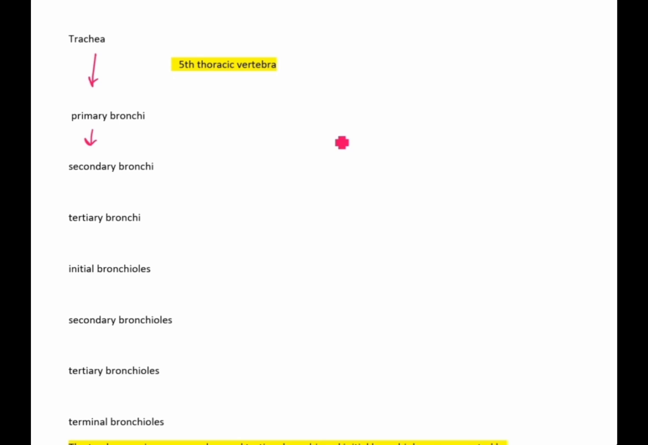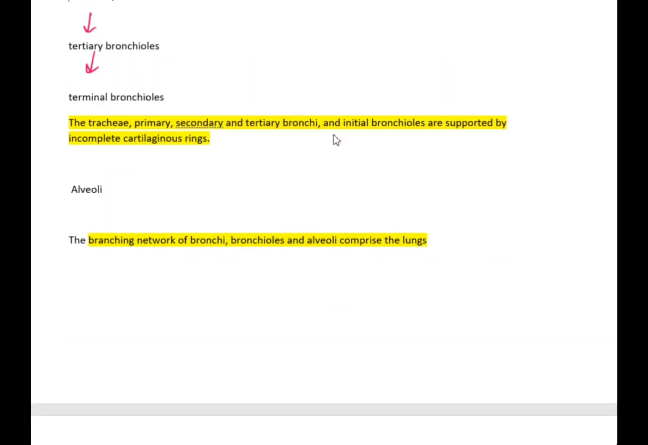This further divides into a number of branches which ultimately gives rise to secondary bronchi. The secondary bronchi further divide to give rise to tertiary bronchi. Each of the tertiary bronchi divides again and again to give rise to initial bronchioles, which again divide to give rise to secondary bronchioles, which again divide and give rise to tertiary bronchioles, and finally terminal bronchioles, which are very thin.